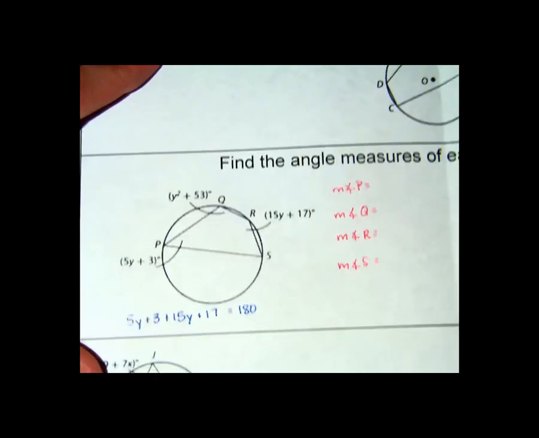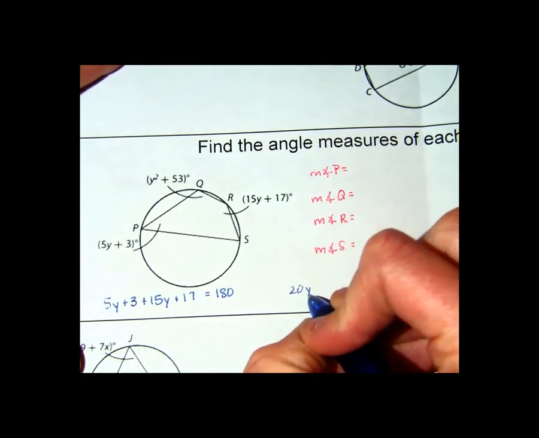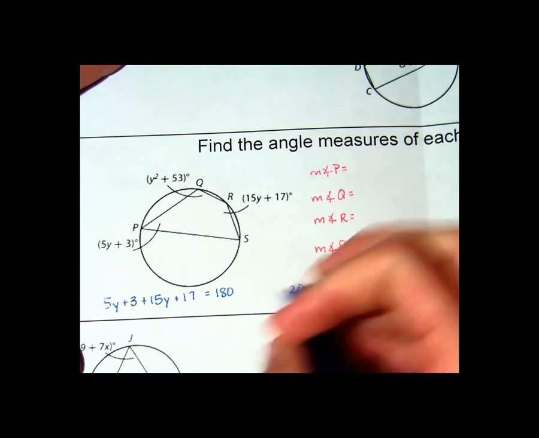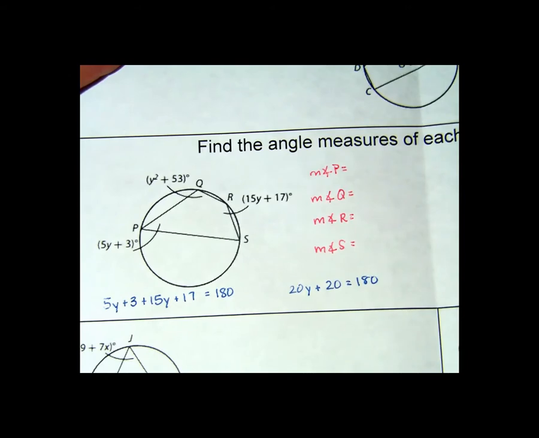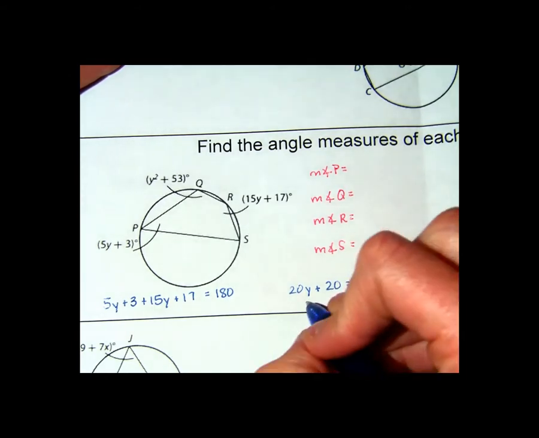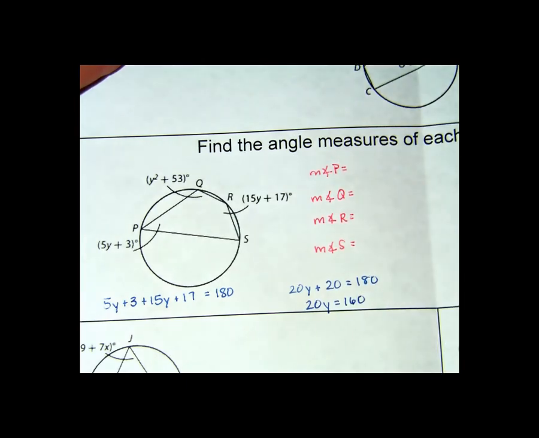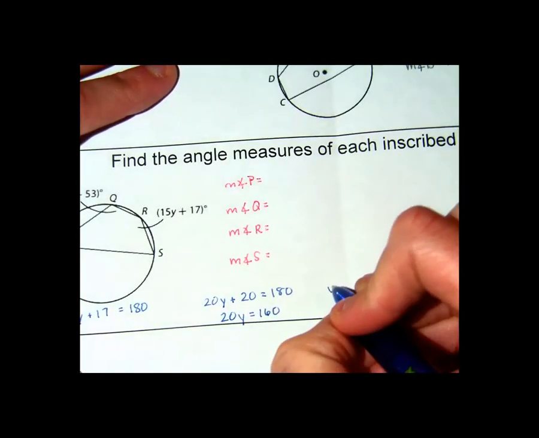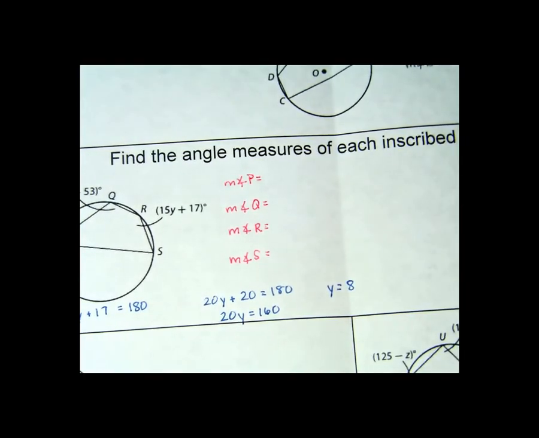So 5Y plus 15Y gives us 20Y plus 3 plus 17 is 20 equals 180. Subtract 20 and we get 20Y equals 160. Divide by 20 and we get that Y equals 8. Then we're going to plug that back in to find the measures of each.